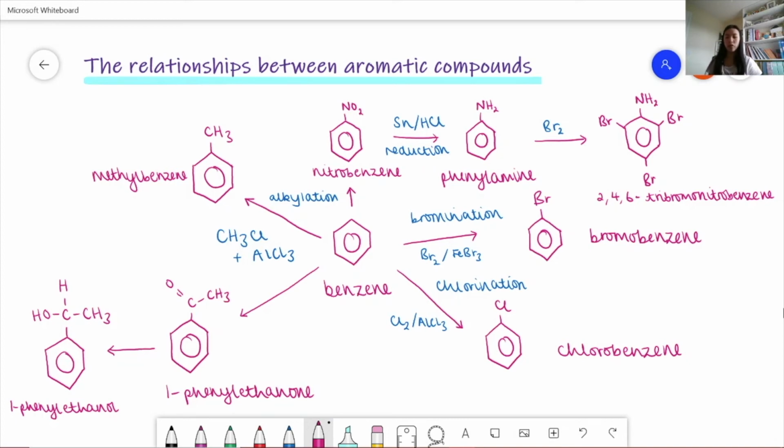And so firstly, to get the 1-phenylethanone, what we've done is we've added an acid derivative. So in this case, we've actually added an acyl chloride. So we've added CH3COCl, and we've also added some aluminium chloride catalyst, and this is an acylation reaction. And then here we've reduced it, so this is reduction, and this is using some sodium borohydride.